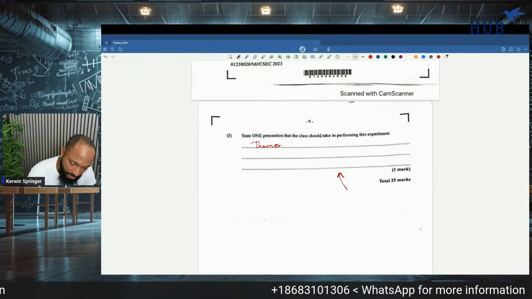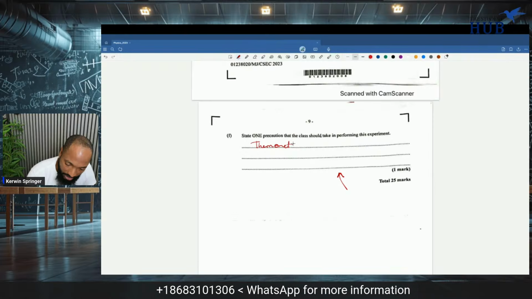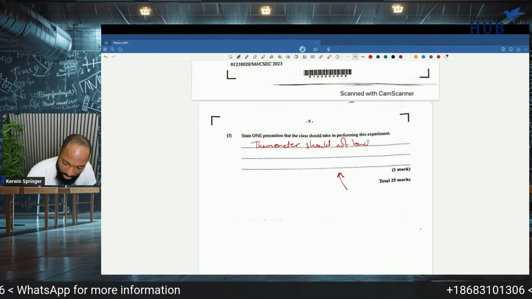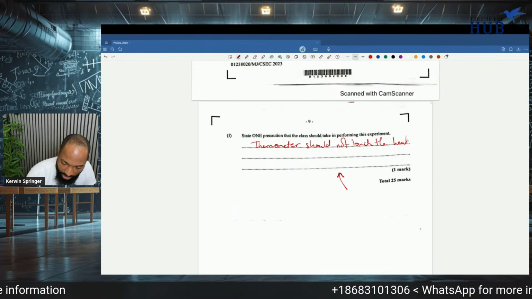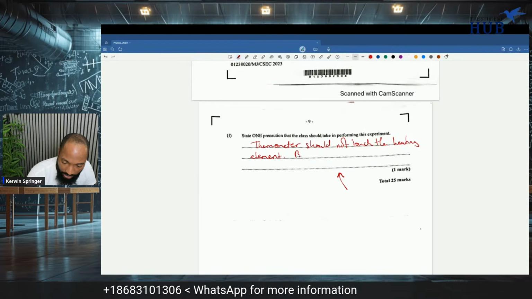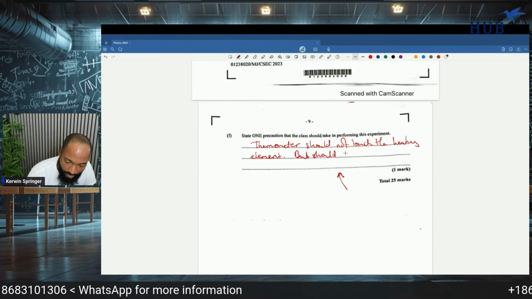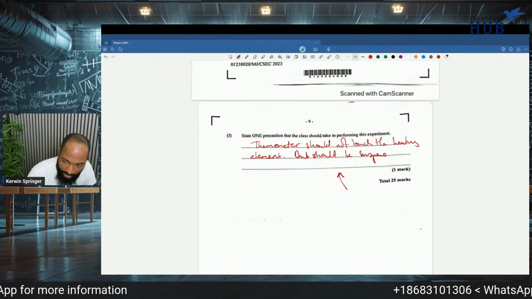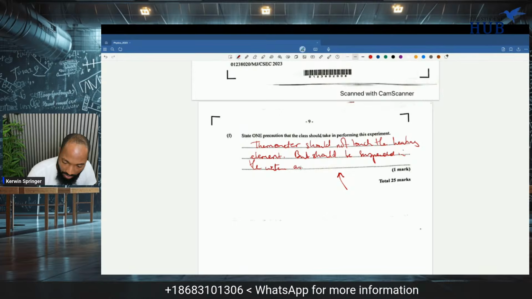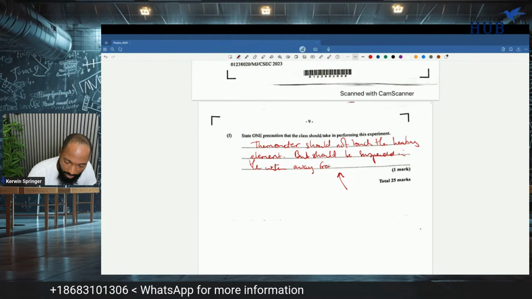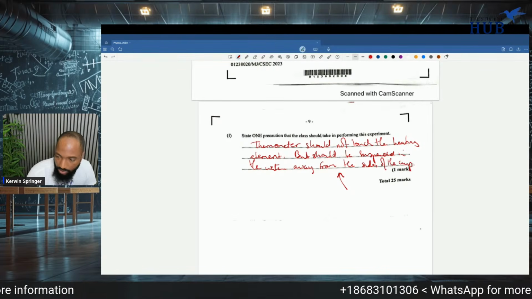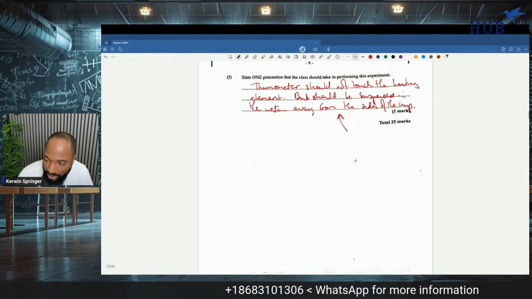The thermometer should not touch the heating element, or the cup as a matter of fact, but should be suspended in the water away from the sides of the cup. So that's probably the best precaution I could give there.